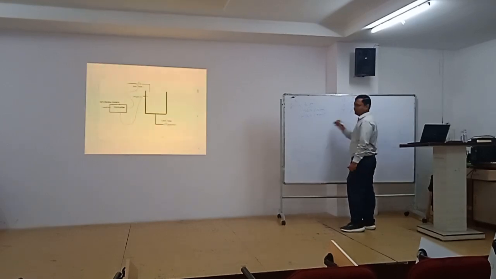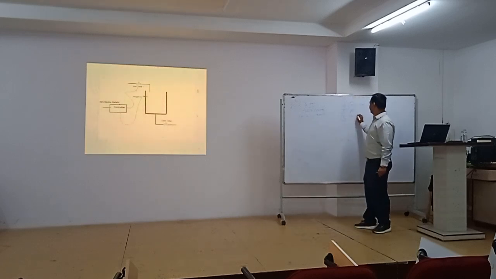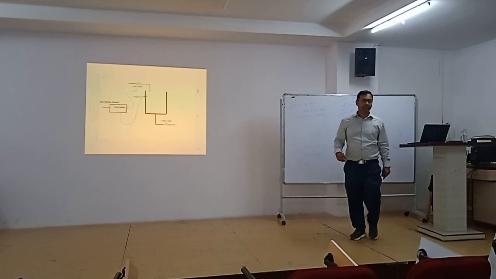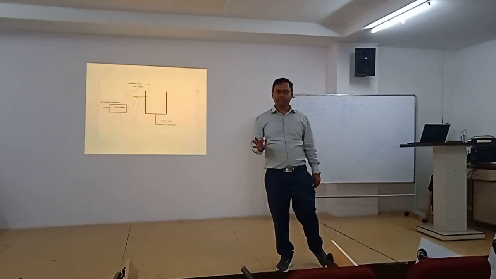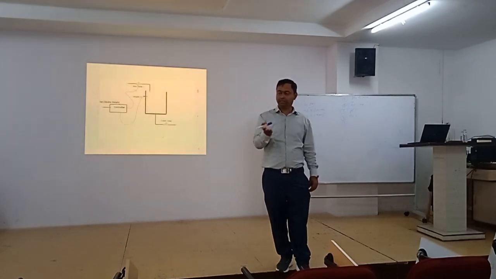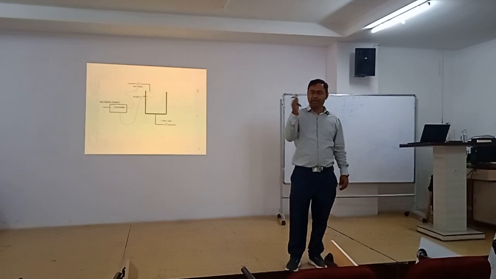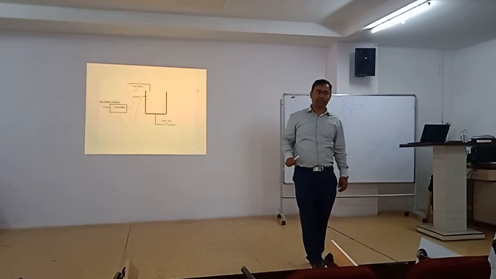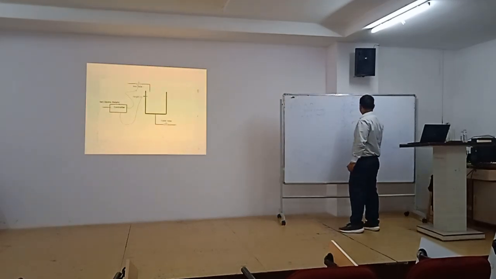Then next is PLC. And next is DCS. Fifth is SCADA, but SCADA is not a controller. Actually, it's a supervisor. If you remove the SCADA, the system still works. It's like a supervising controller, just used to give some commands. Next is the PC based controller.